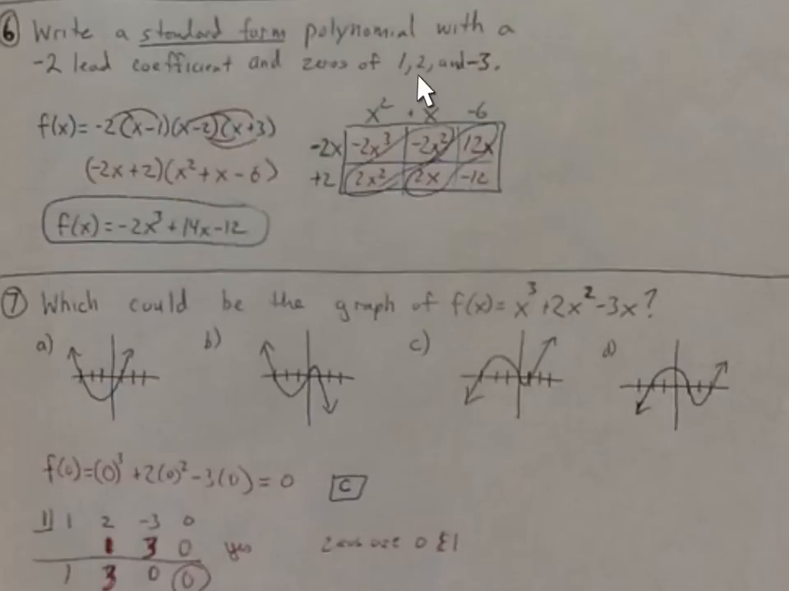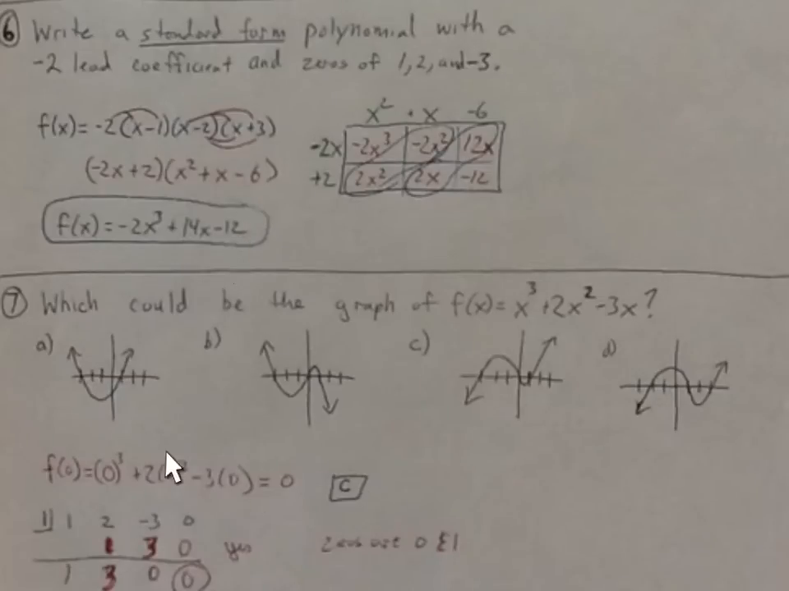Remember, zeros are the opposites when you write them as factors. Okay, factors, again, are the opposite of the zeros. That's another way of saying it. So I distribute this, I FOIL this, and then I box the two answers, and that is my standard form polynomial, and they would have these 3 zeros.